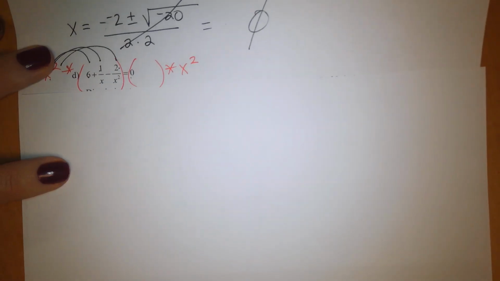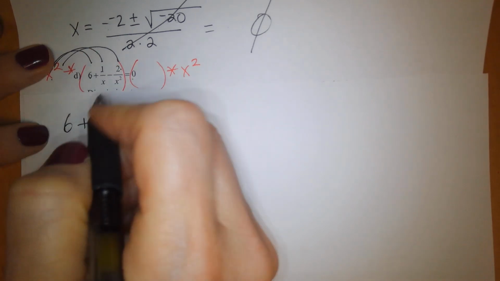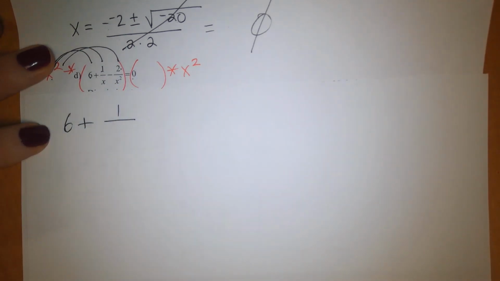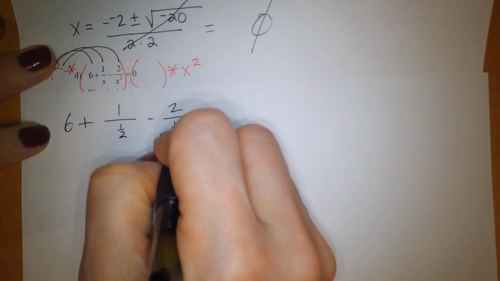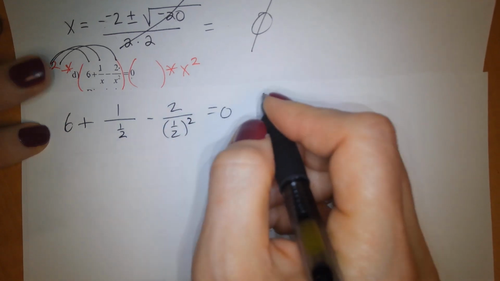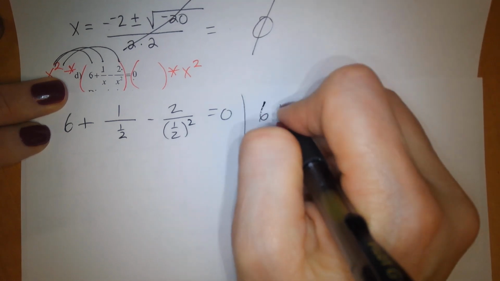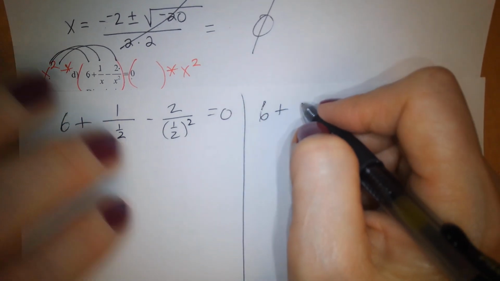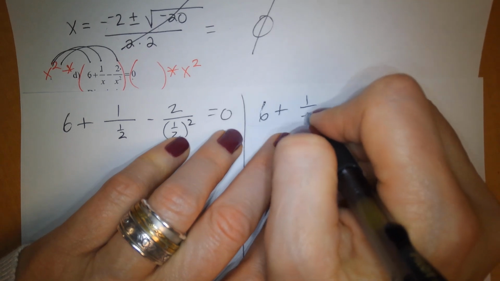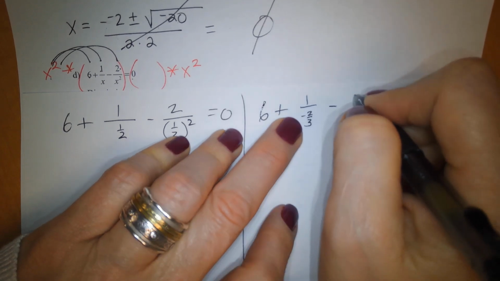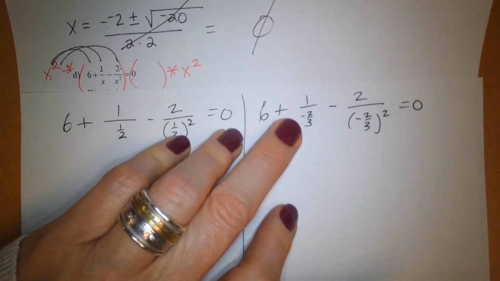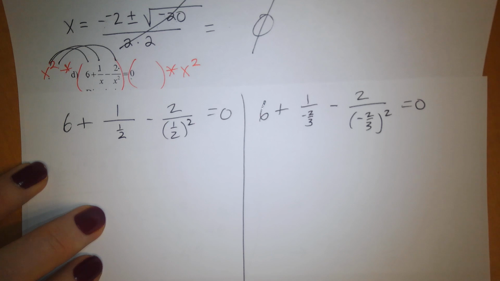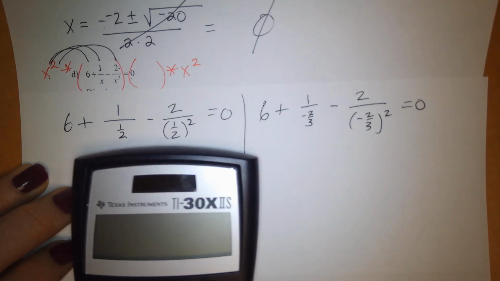So the original equation up here says 6 plus 1 over x. Well, we know our two solutions. Our two solutions were 1/2, and we're going to check that one, but then we're also going to check to see if -2/3 is also a solution. So we're going to check both of these. And I could put those into my calculator.